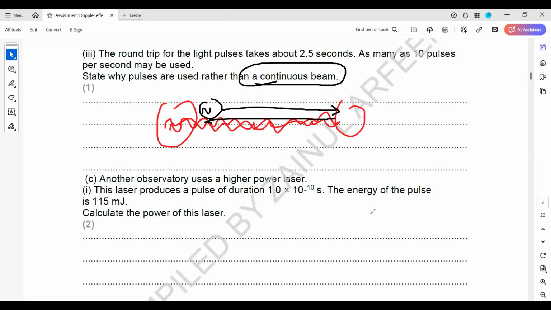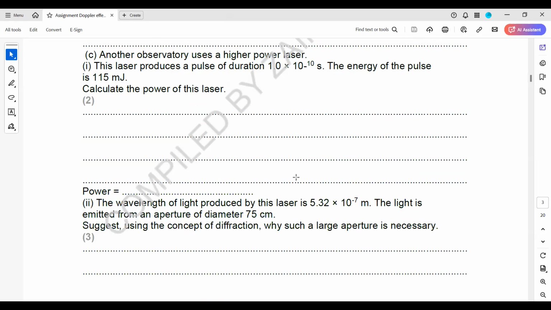Is it clear? Another observatory uses a high power laser. The laser produces a pulse duration of 1 times 10 to the power minus 10 seconds. The energy of the pulse is 115 millijoules. Calculate the power. So power is energy divided by time.